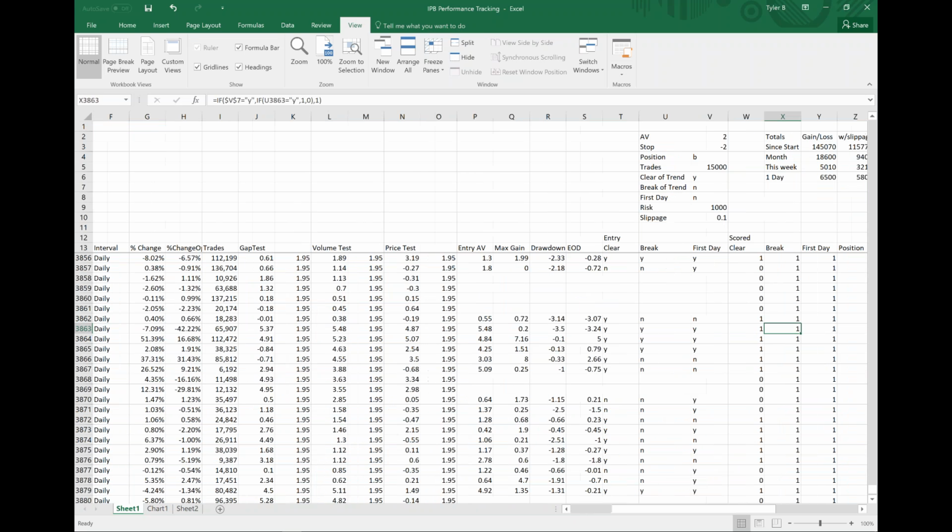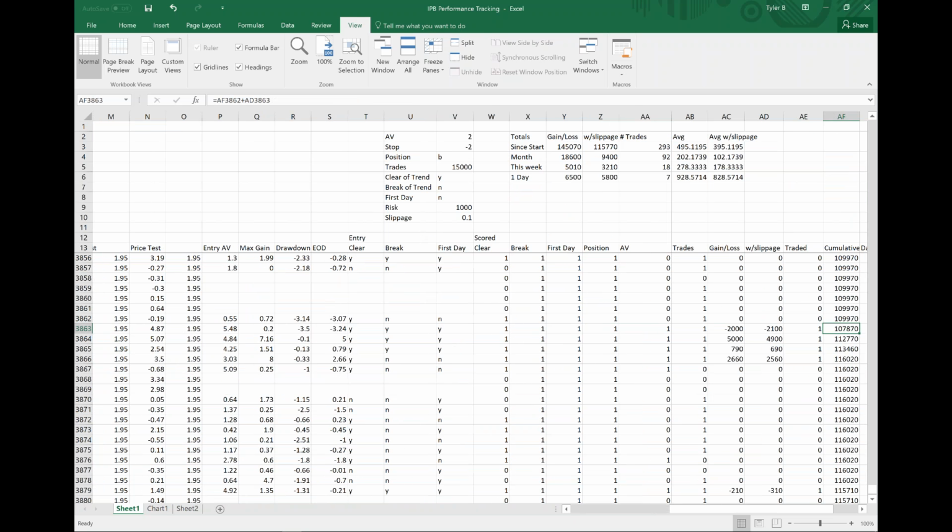I track all that stuff. I track different pattern breaks. And from that, I create a database. And you can see that this database has almost 4,000 records in it. And this just goes back to the start of May, I believe.